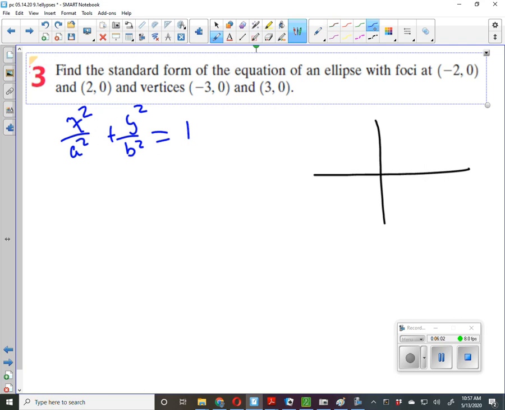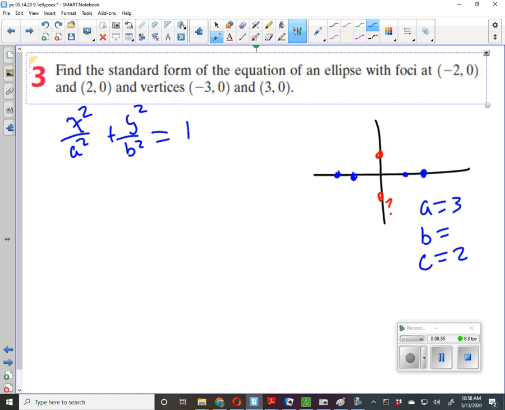I know that the foci are at plus or minus 2, so here and here. I know that the vertices are at plus or minus 3, here and here. What I don't know is what the covertices are, right? So based on what we know, I know that my A value is 3. I don't know my B value. I know my C value is 2.